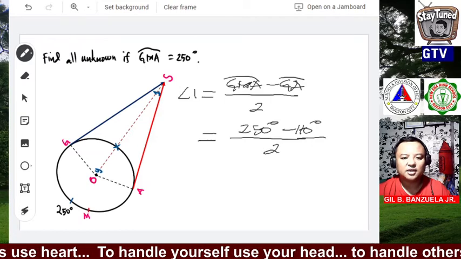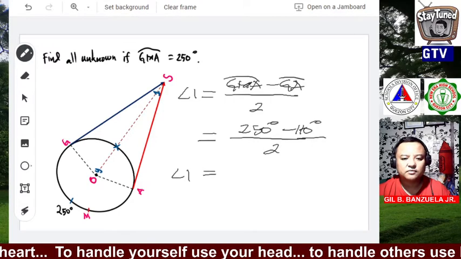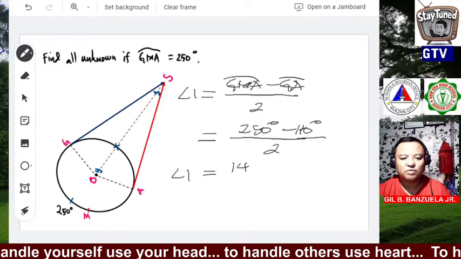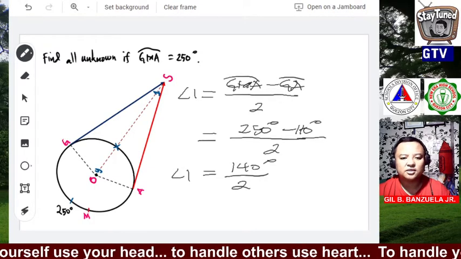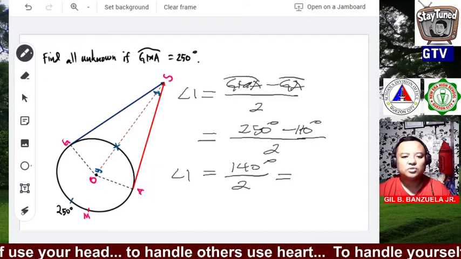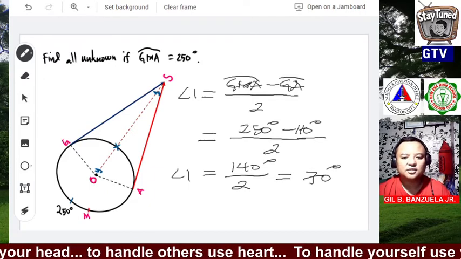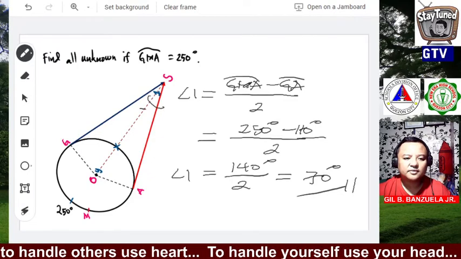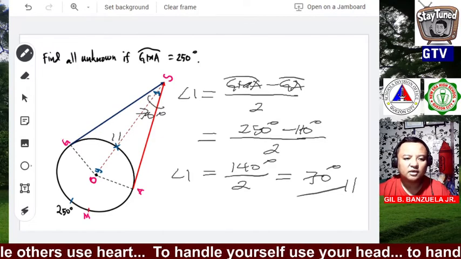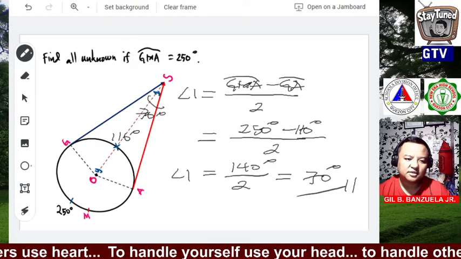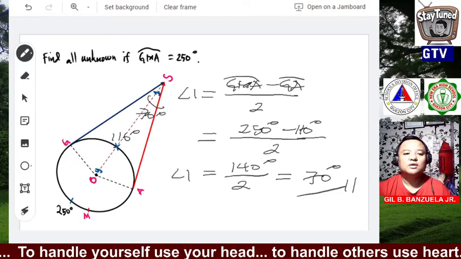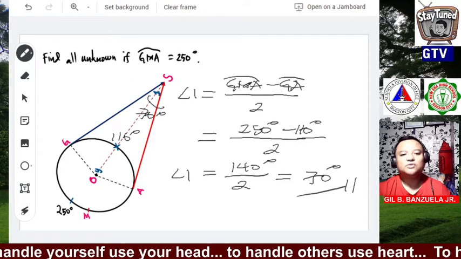Then, i-divide natin siya sa 2. Alright. So, 250 minus 110, that is equal to 140 degrees. Then, i-divide natin siya sa 2. So, magiging sagot natin ay 70 degrees. So, therefore, ito ay 70 degrees. Ito ay 110 degrees. And, ganyan lang kasimple kapag alam natin yung two tangent theorem.